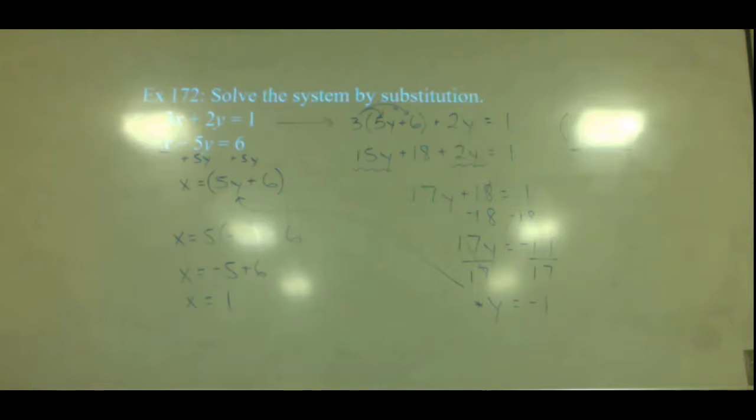And in order to graph them, we will have to put them in slope-intercept form. That would probably be the easiest. There are other ways, but that's the easiest way to do it. Okay, are we okay with that one?